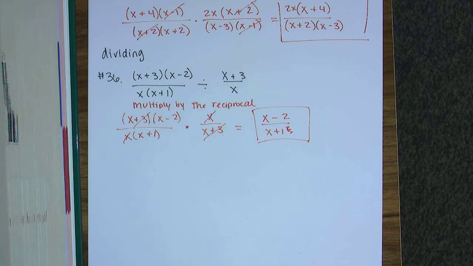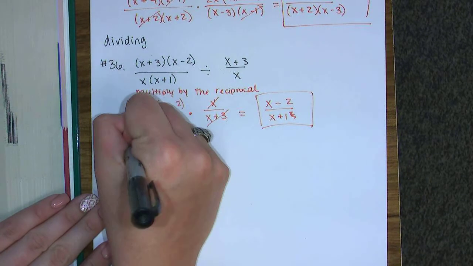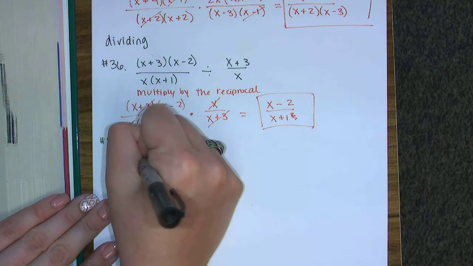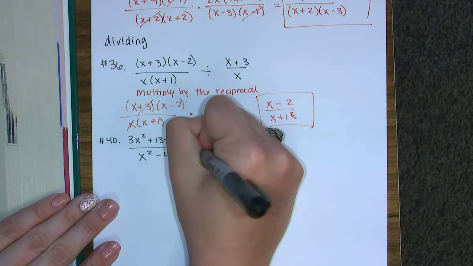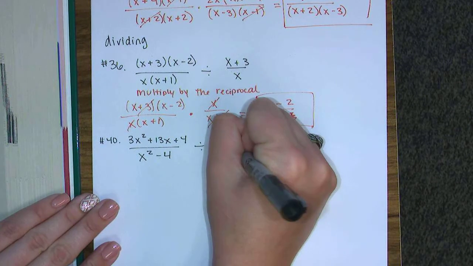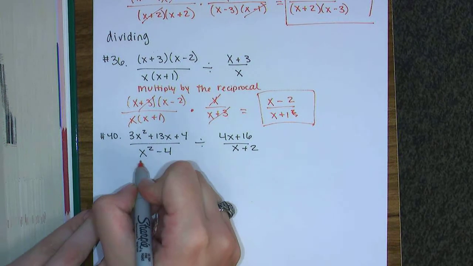We'll do 40 and then probably 42 to wrap it up. 40: 3x squared plus 13x plus 4 over x squared minus 4, divided by 4x plus 16 over x plus 2. So the biggest thing I have to factor is this one up here, and that one's going to end up being kind of weird, but 12 is just 12 and 1 is what that's going to end up breaking up into. So this piece, I'm going to factor it here, and then I'm going to put everything together.